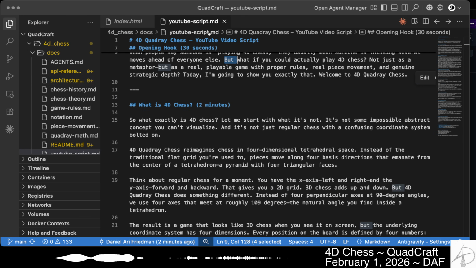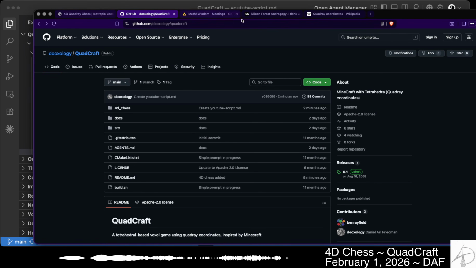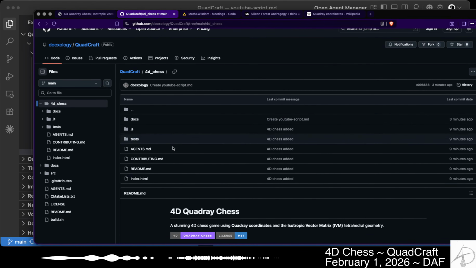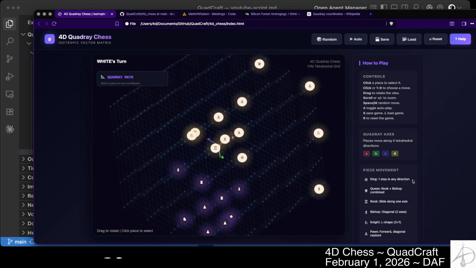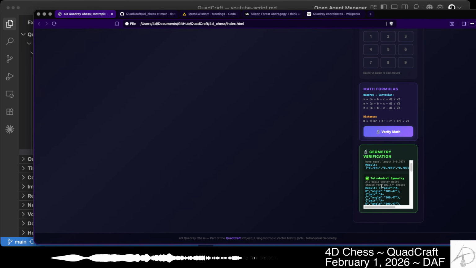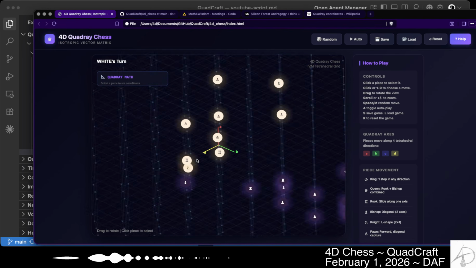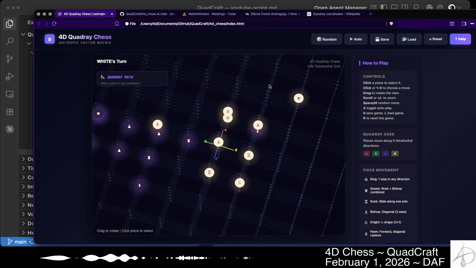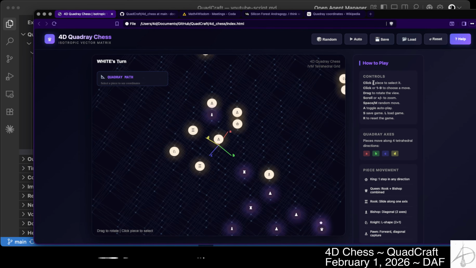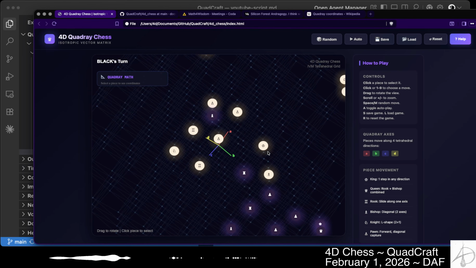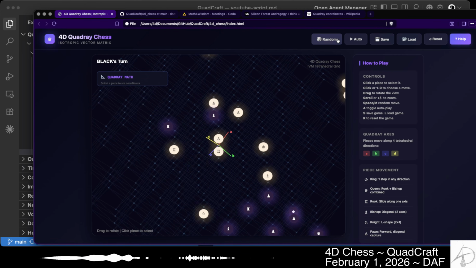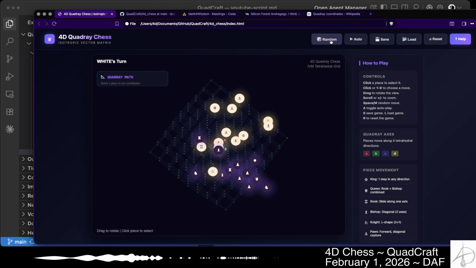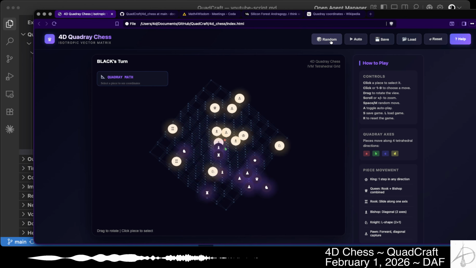So if you want to play this, you can head over to the Doxology Quadcraft repo, head over to the 4D chess folder and just drag index.html into your browser, and you will have a fully geometry verified, tetrahedrally coordinated, isotropic vector matrix Quadray based chess game that you can select the pieces, move with the number keys, or you can move by clicking a spot, or you can make random moves and just watch the game play out semi-randomly.